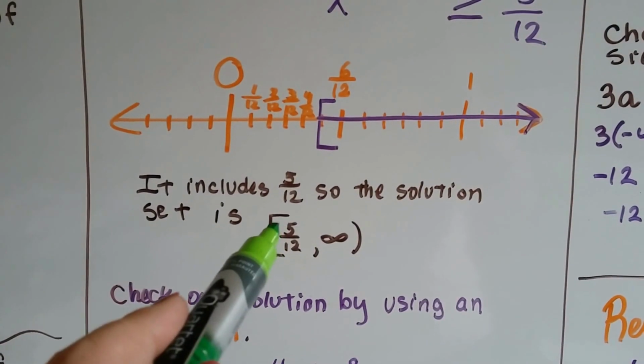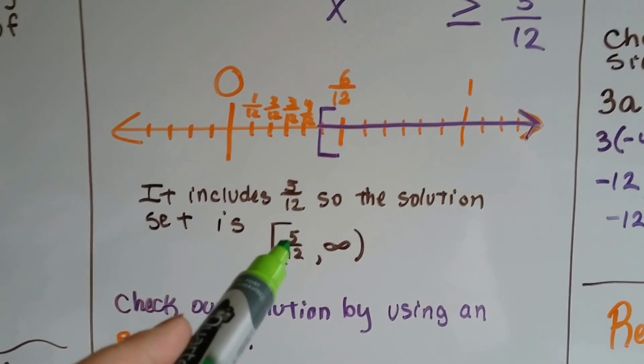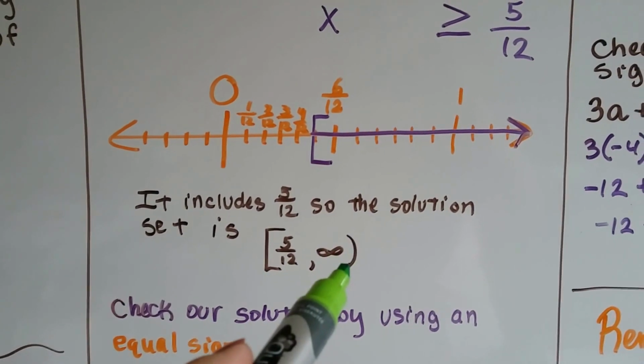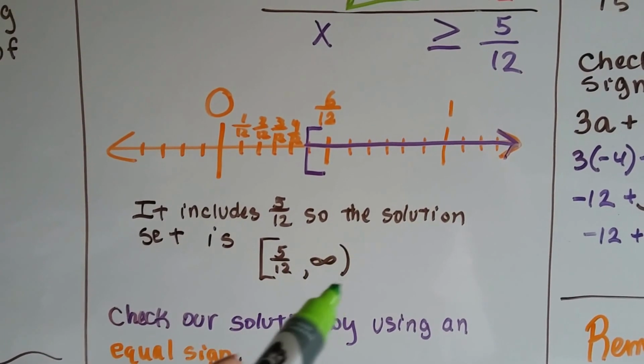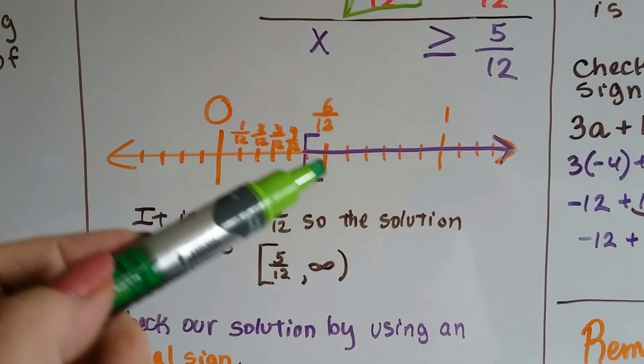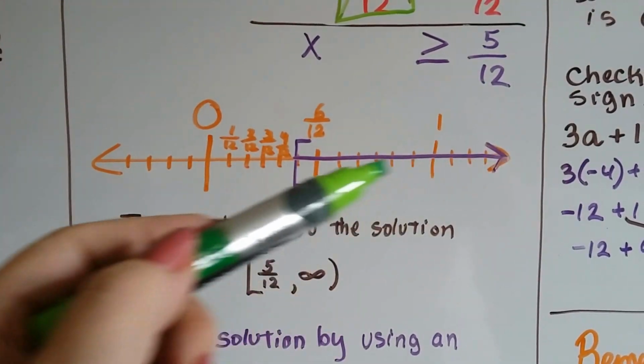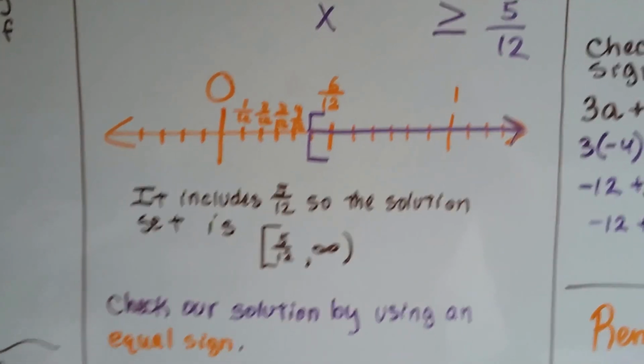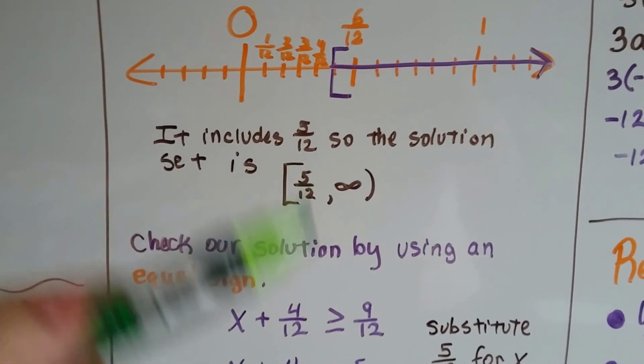So this is our solution set, a bracket 5/12, infinity, parentheses, because we always put a parentheses next to an infinity symbol, okay? And the numbers that are larger than 5/12 go on to infinity, don't they? So that's our solution set in interval notation.